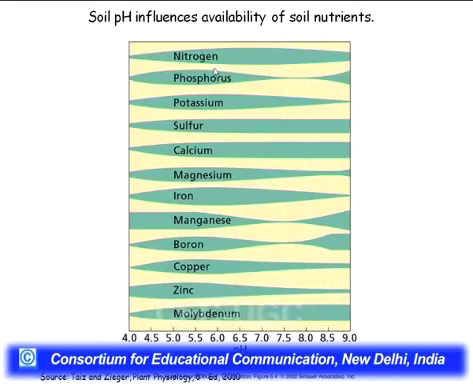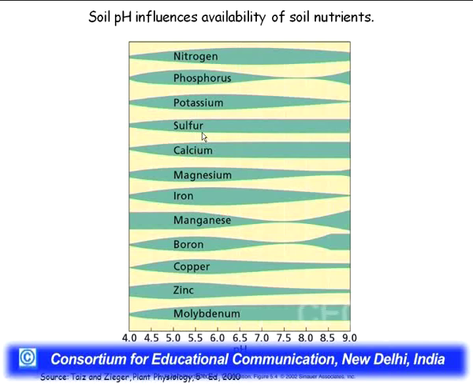Phosphorus is a critical one. Phosphorus has a very low range of solubility. It is good from maybe 4.5 to this point, which is around 6.5. So 4.5 to 6.5 is the range in which phosphorus is soluble. Potassium, again, is 4.5 to maybe 8. Sulfur is insoluble at low pH, but soluble throughout the higher pH, more than 5.5. Similarly, calcium is also like sulfur.